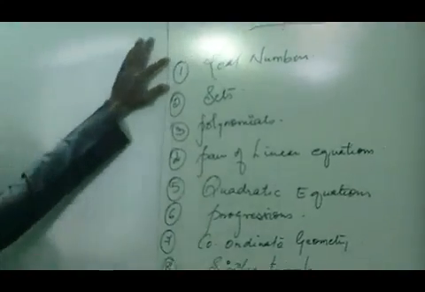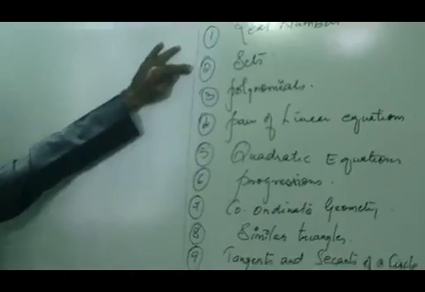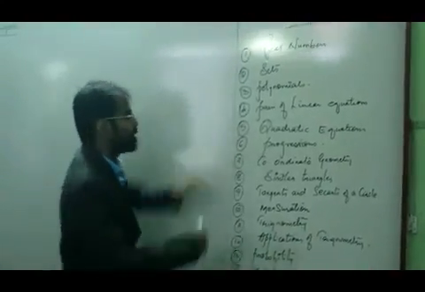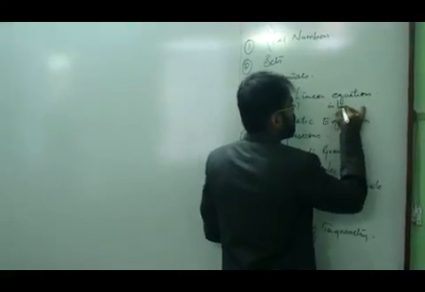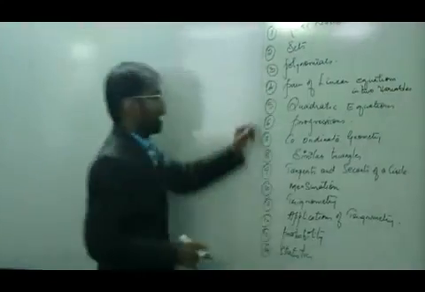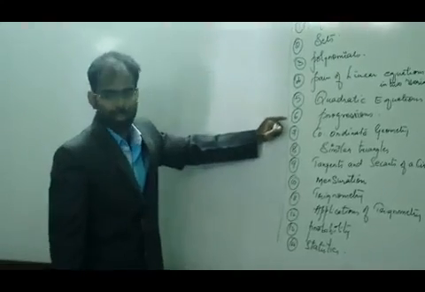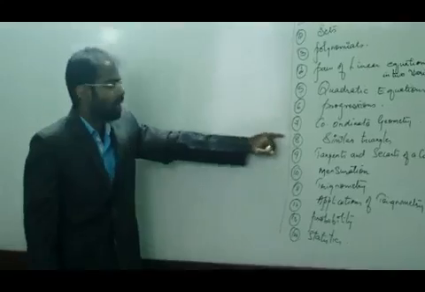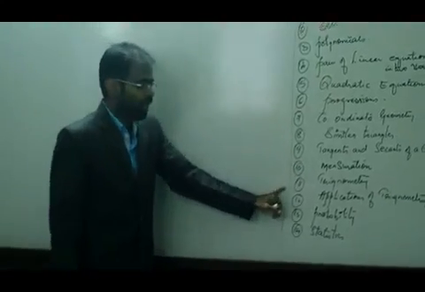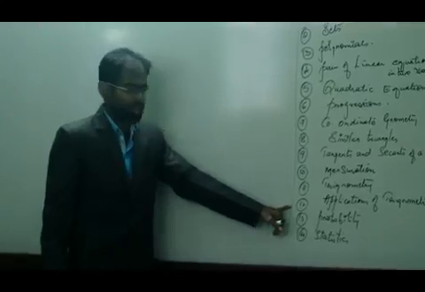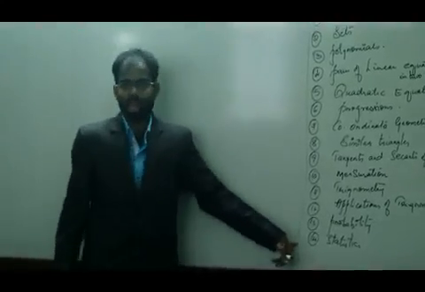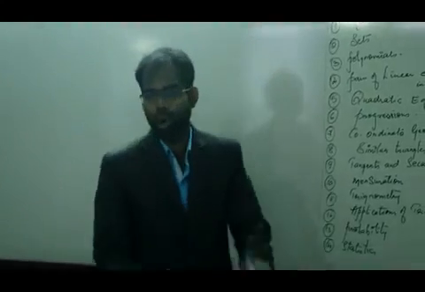The first chapter is real numbers, the second is sets, the third is polynomials, the fourth is pair of linear equations in two variables, and the fifth chapter is quadratic equations. The sixth is progressions, seventh is coordinate geometry, eighth is similar triangles, ninth is tangent and secant of a circle, tenth is mensuration, eleventh is trigonometry, twelfth is application of trigonometry, thirteenth is probability, and the fourteenth, last but not the least, is statistics, a very easy chapter for you all.